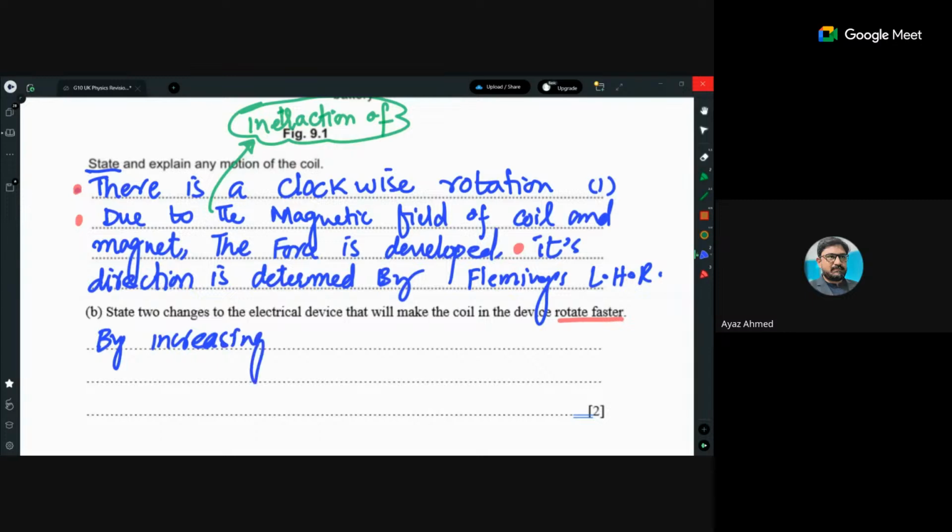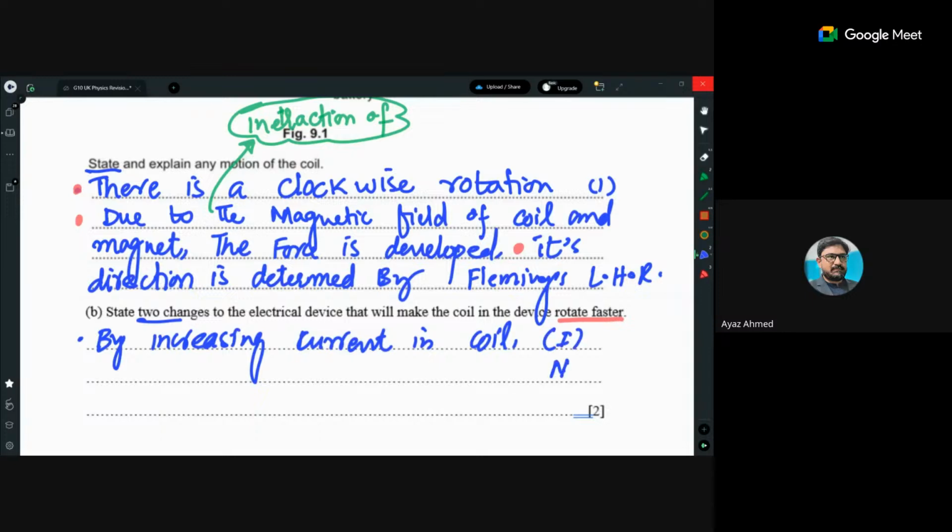ठीक है ना, मैंने आपको NABI का रूल बताया ना, 1 because you have to state 2. Yes, learned with Nabi. Yes, by increasing current in the coil, right?